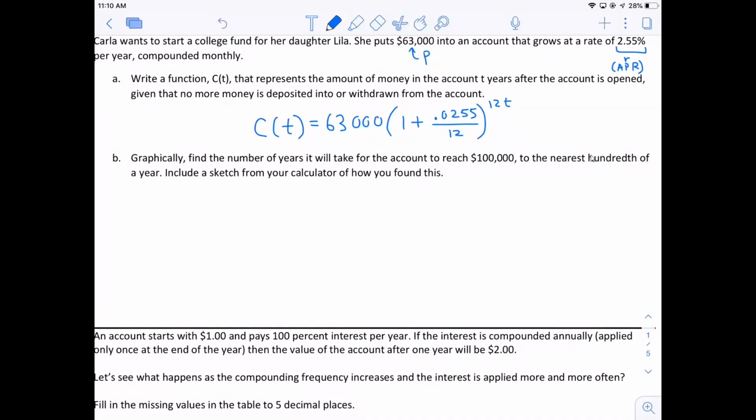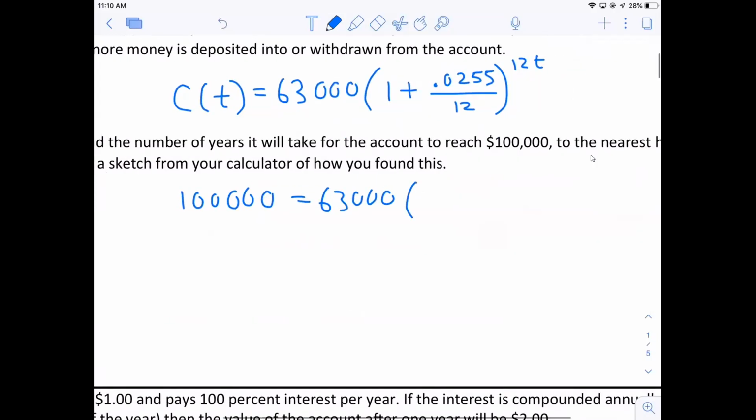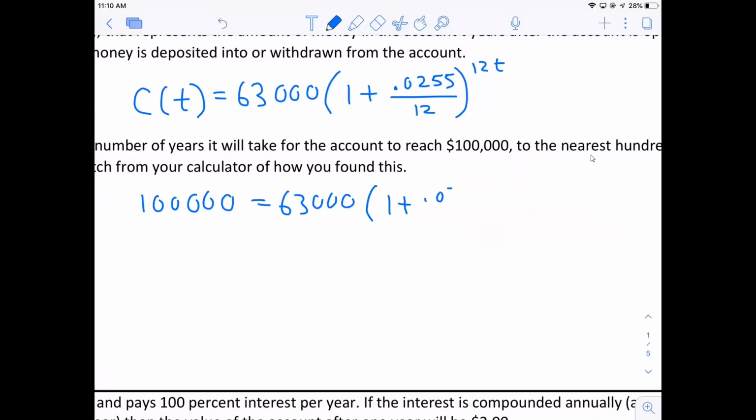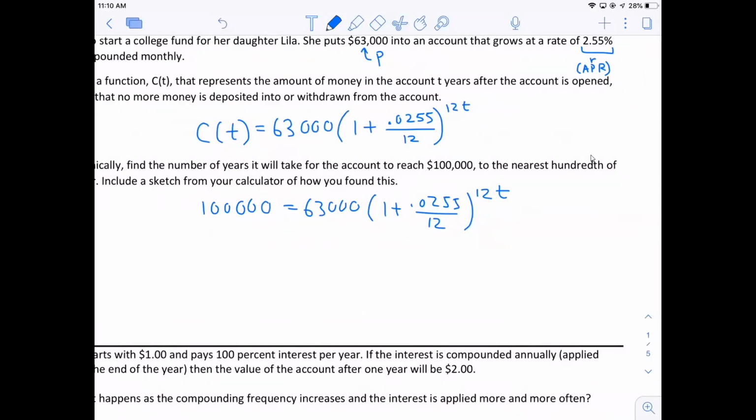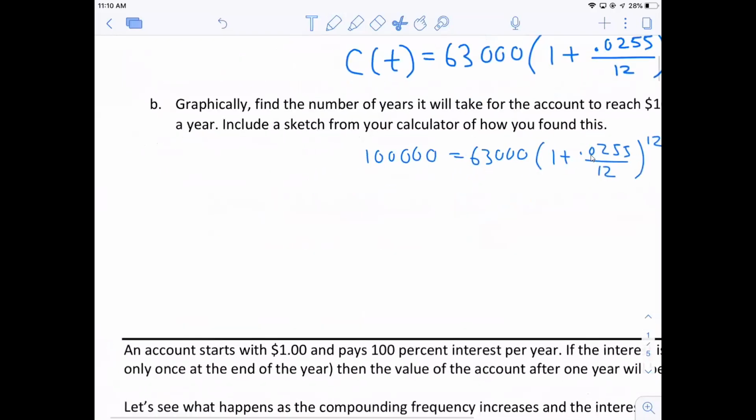So graphically, if we're finding the number of years it would take the account to reach $100,000, we're really trying to solve this equation. $100,000 equal to, right, because that equation I wrote represented the amount of money in her account. So we're really just trying to solve this equation. There is an algebraic way to solve this using logs, but we haven't learned logs yet. So we do it graphically.